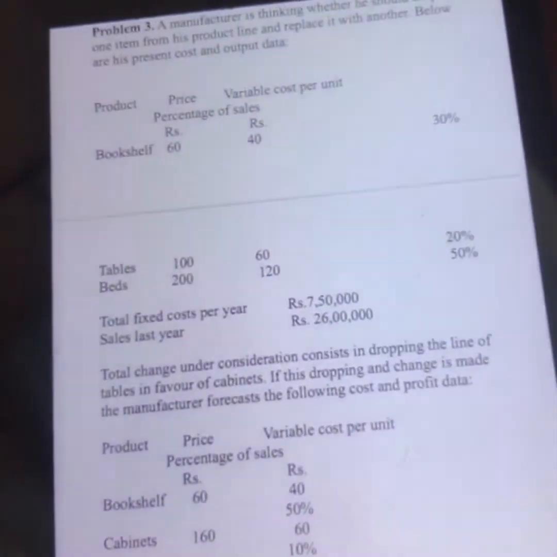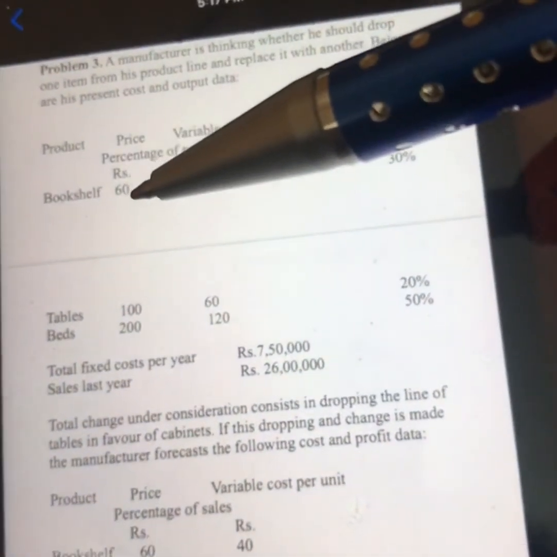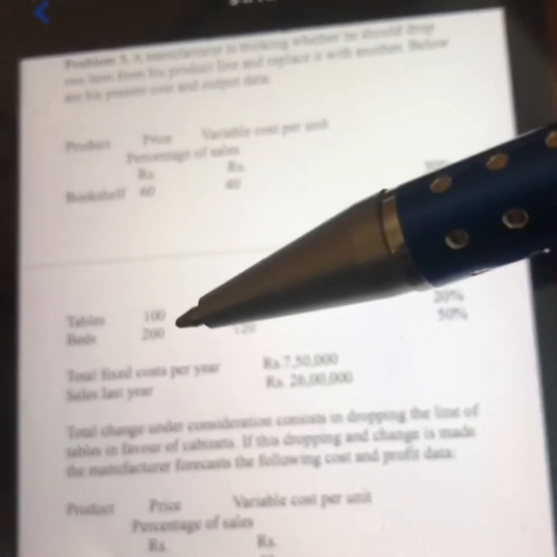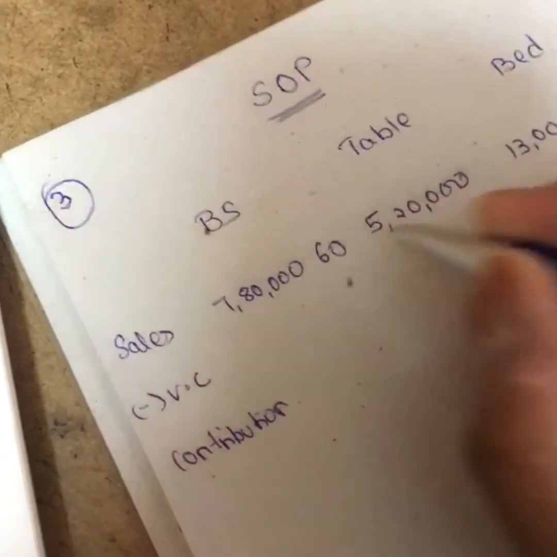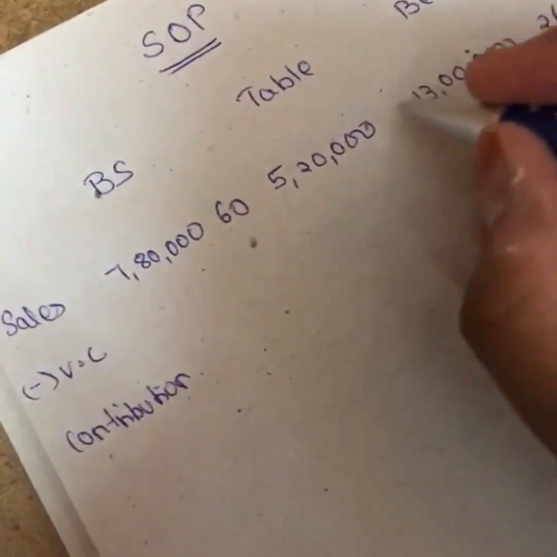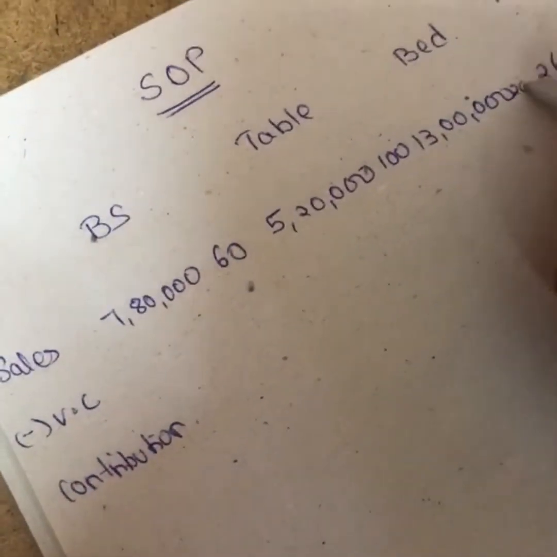Okay, so in the question, they have given you the selling price. The selling prices for bookshelf is 60, for tables it is 100, and for beds it is 200. So I'm going to write the price next to the selling price. Bookshelf it is 60 rupees, and for tables they have given 100, and for bed they have given 200.